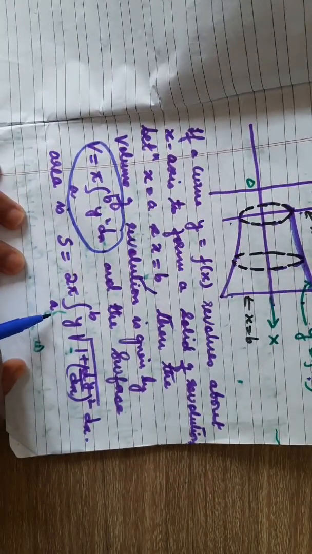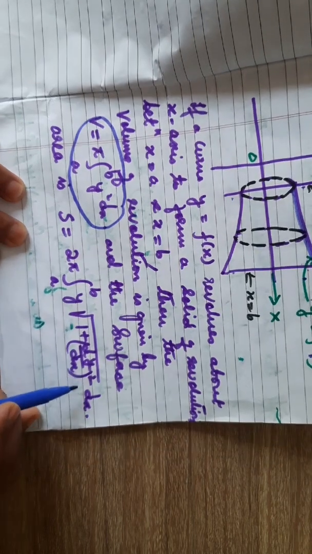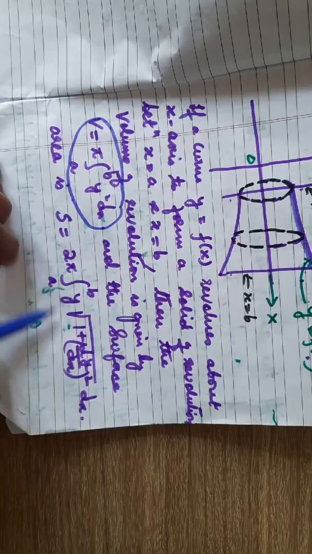And the surface area is given by the formula twice pi integral a to b y into square root of 1 plus (dy/dx) the whole square dx. So for the surface area it will be this formula.